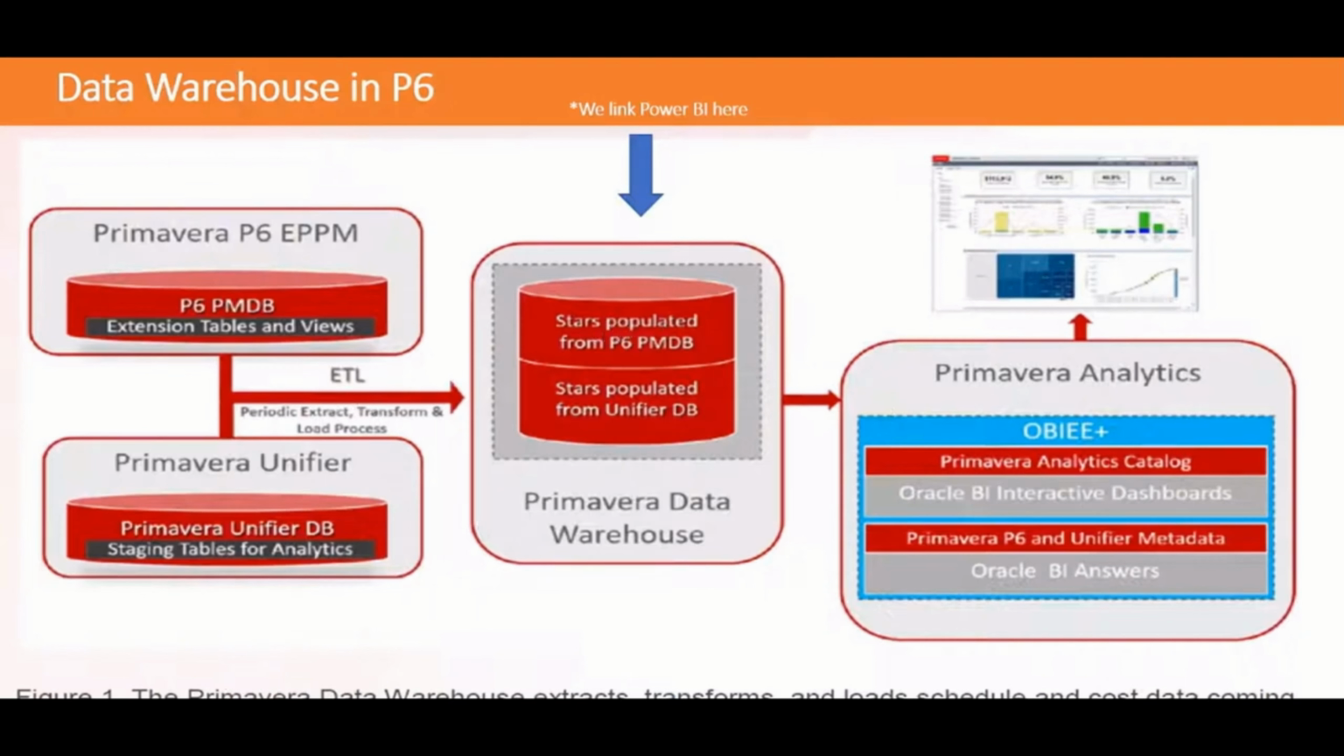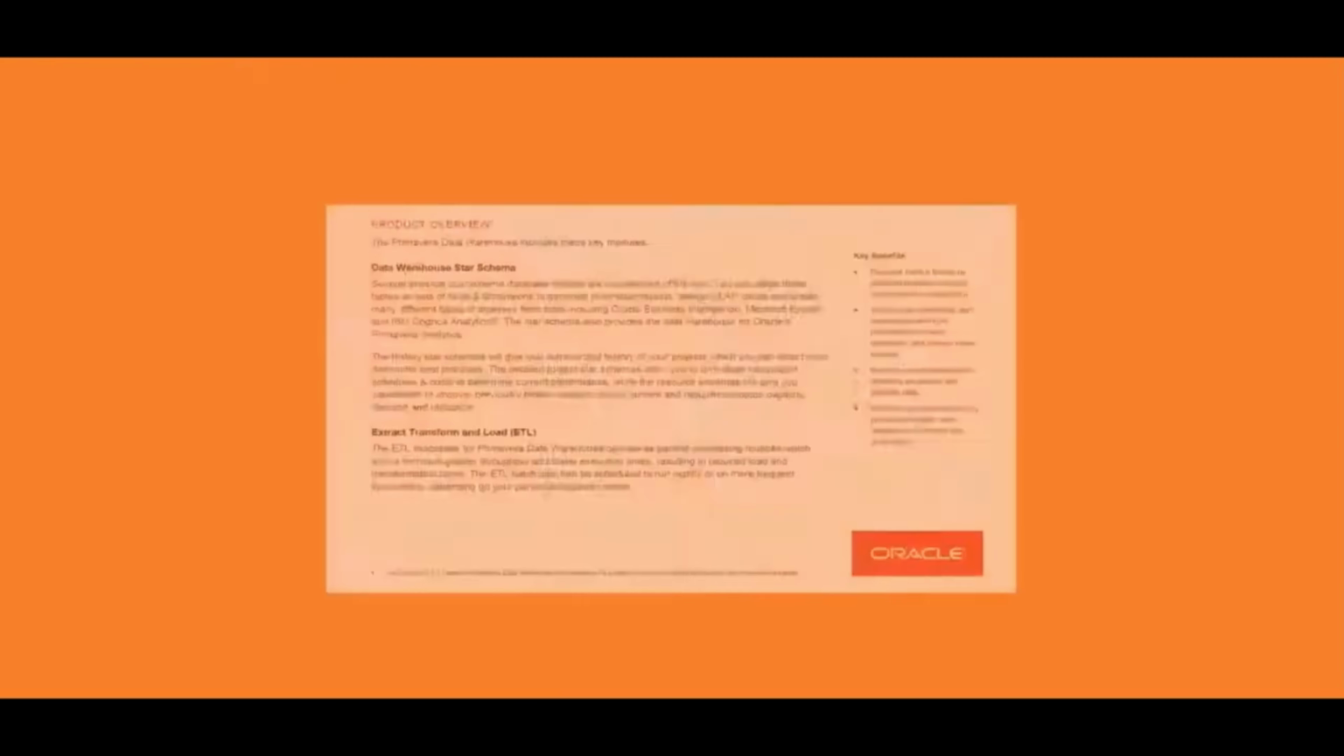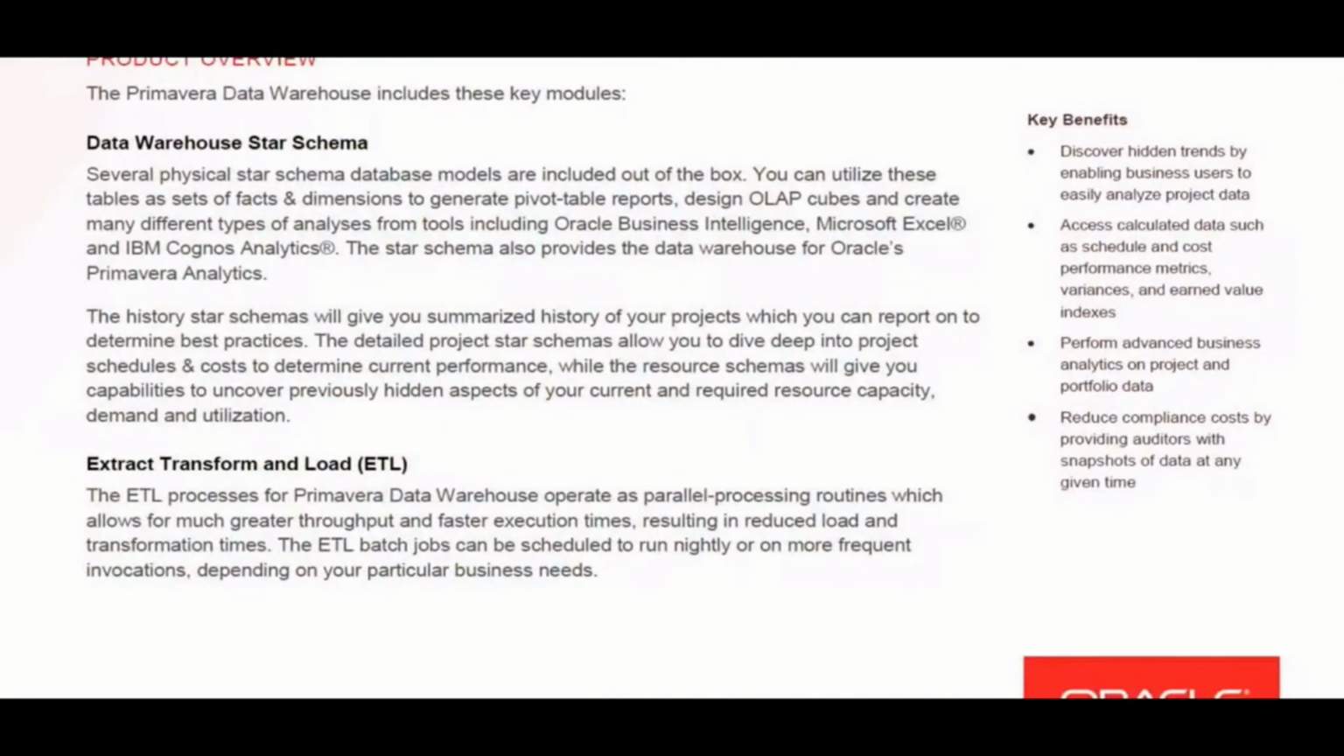So what it says: the Primavera data warehouse extracts, transforms and loads schedule and cost data coming from Primavera P6 and Primavera Unifier. It is available for standalone purposes. So the point is that it takes cost and schedule related data and allows the user to understand the data. This is the page which tells what the data warehouse actually does. Several physical star schema database models are included out of the box. So P6 is telling that they are using a star schema. We will understand that in detail.